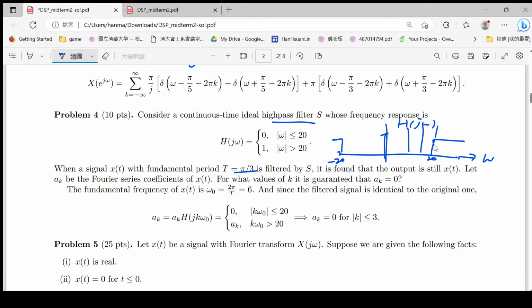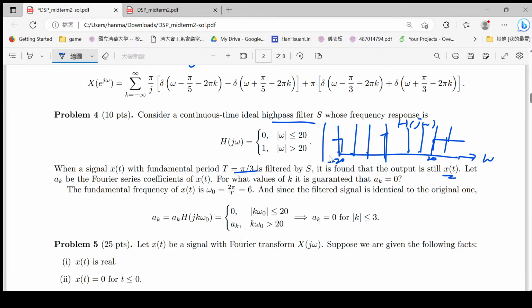You will have some spikes, some delta functions, right? And we're asking about these delta functions filtered by this H of j omega, and then we find out that through this high pass filter, everything actually passes, because after you do this filter, it's still x of t. So then if everything passes, the low frequency ones should be 0 in the beginning, right?